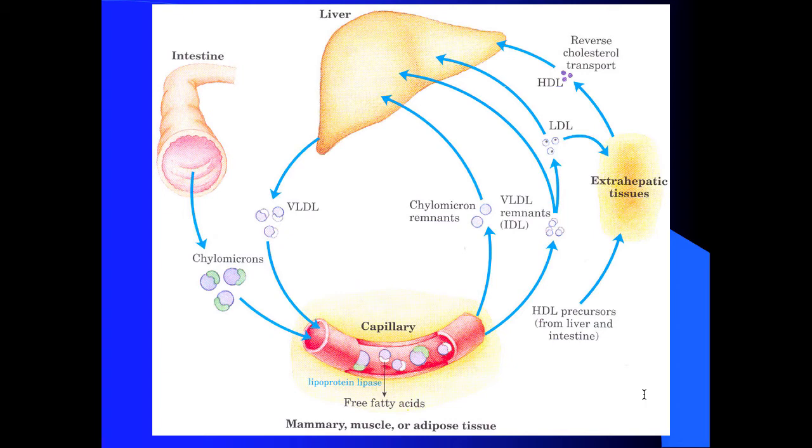So VLDL leave the liver. They have ApoB100. So on here, when you draw this, here you can put your B48, and for VLDL, you can put B100. And B100 is even bigger than B48. So it's wrapped around that VLDL molecule. When VLDL go into the blood, they pick up ApoC2. Why do they need ApoC2?